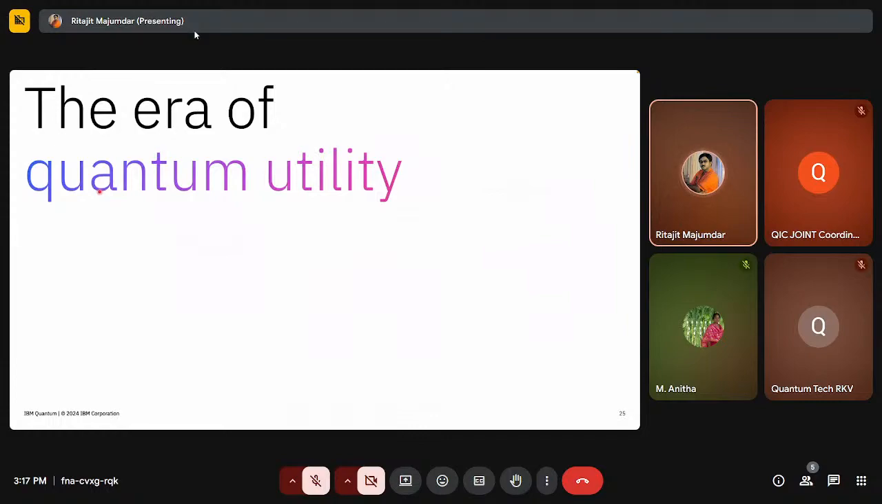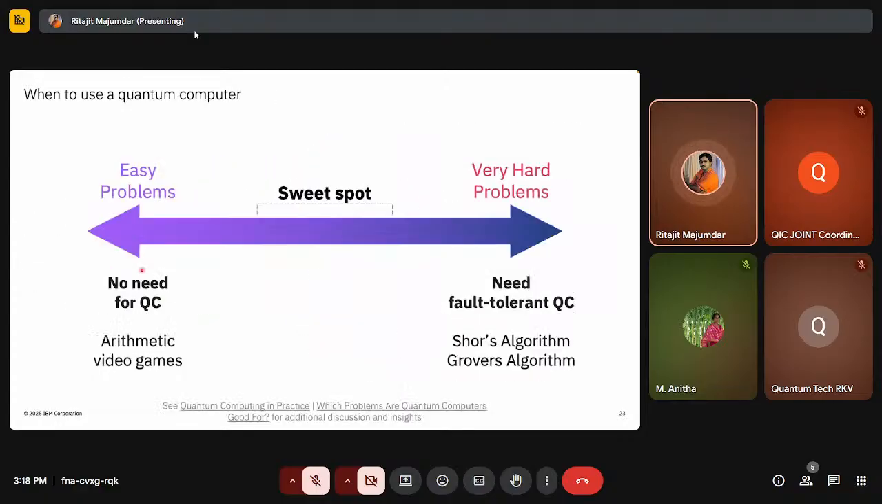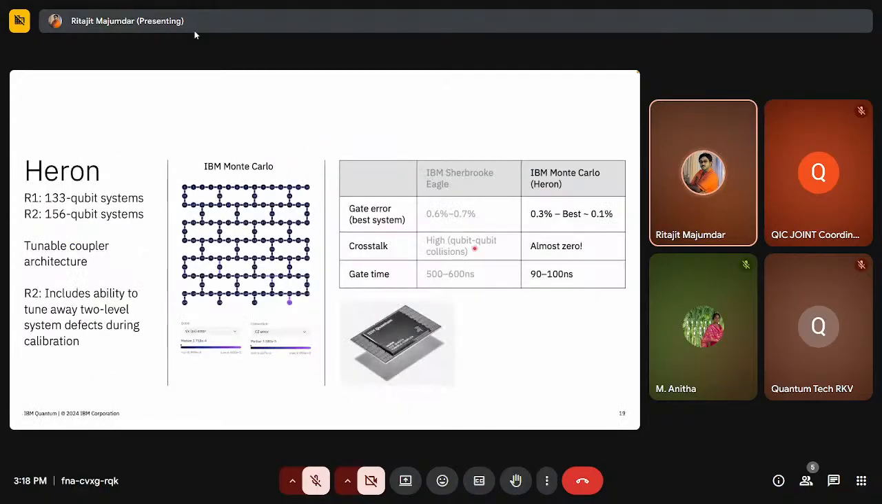So where do we stand today? I started saying this era of quantum utility, and what is it? So let's ask this question. Before we go into this, we need to go back and think about what I was showing, that quantum computers are tools.